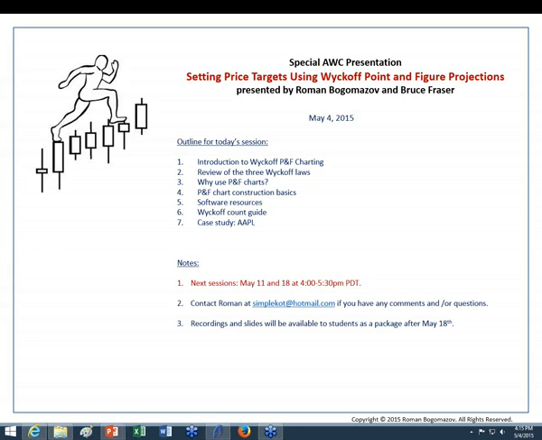Today, we're going to talk primarily about the difference in the construction of the Wyckoff way of point and figures. We'll talk about why we want to use point and figure charts for our analysis. And we also will go through the Wyckoff count guide. And if we have time left, and we might go slightly beyond 5:30 Pacific, so we might stay a little bit longer, just depending on the time and the material that we've covered. By that time, we might go into the case study, which is going to be Apple.